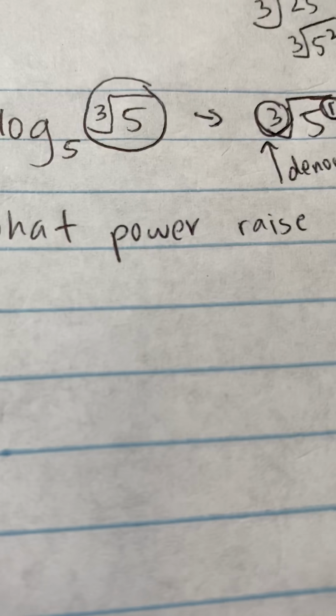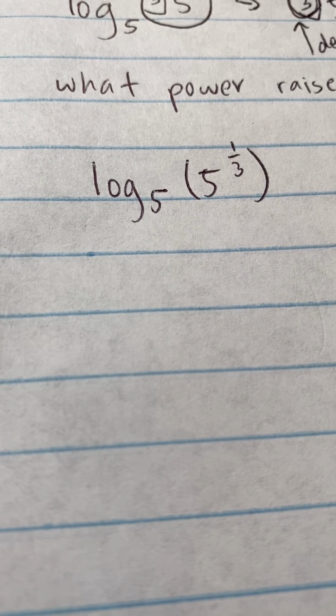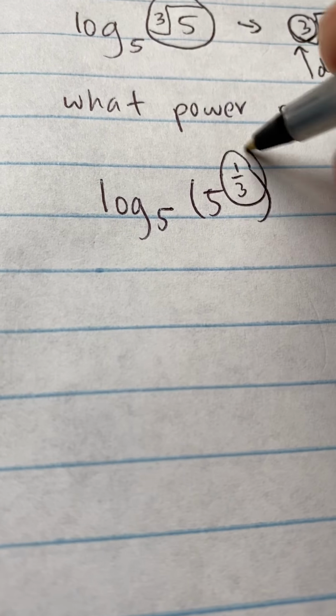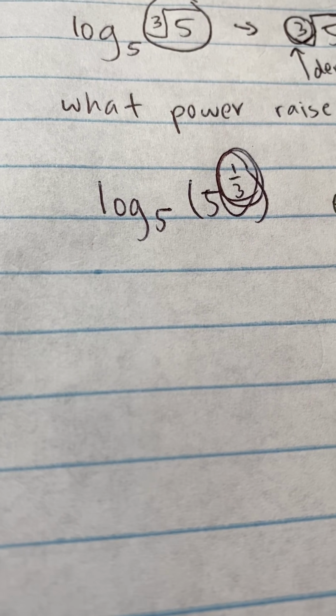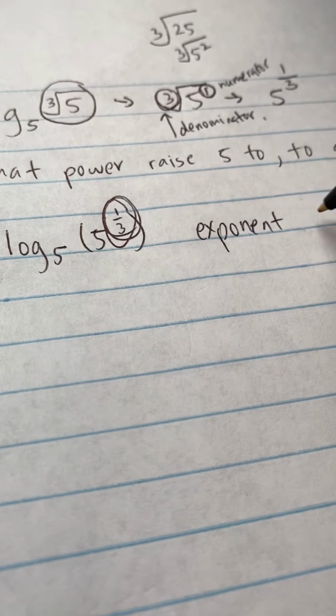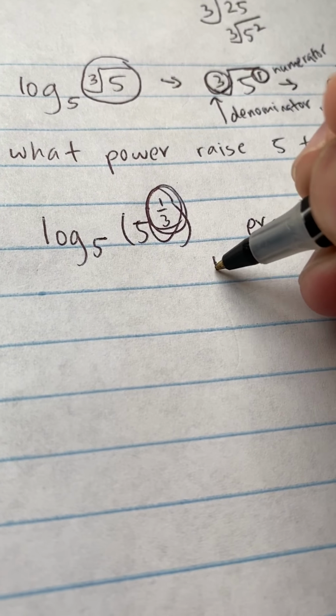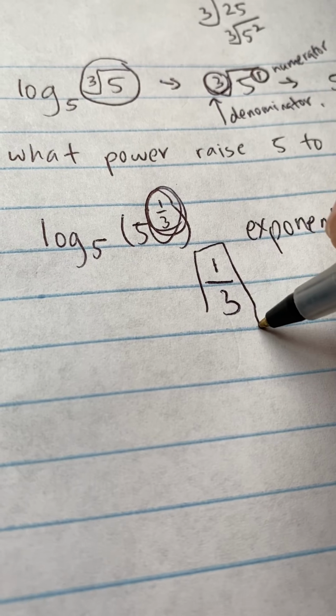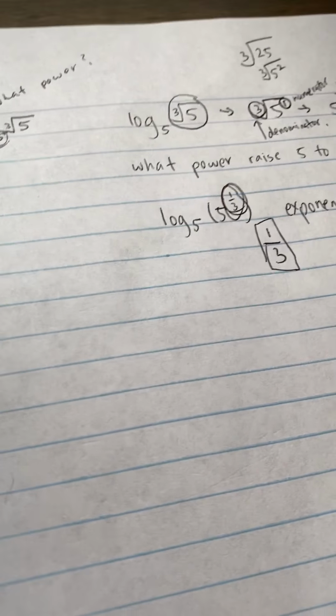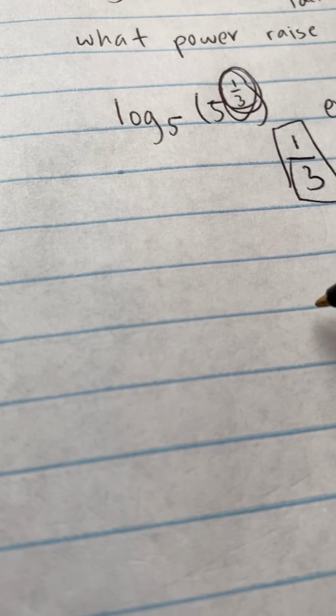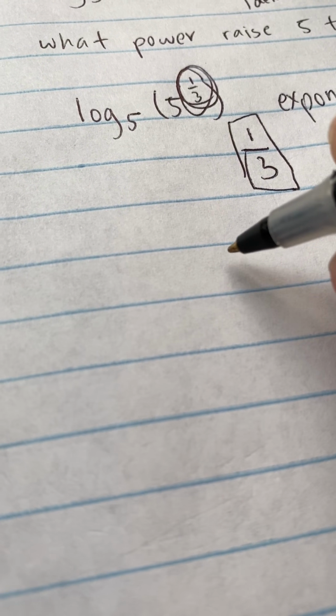So really we could rewrite this as log base 5 of 5 to the 1/3, and we're just saying 5 to what exponent gives us 5 to the 1/3, telling us that exponent has to be 1/3. Exponent is 1/3. So the answer is 1/3. So the biggest thing is just make sure you're able to go from this radical form into a fractional exponent.